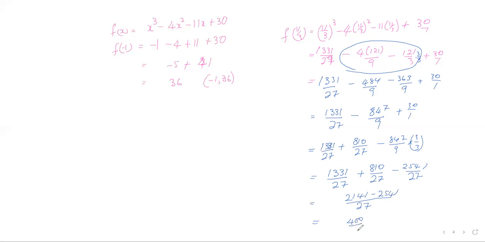Life is easy there, it is 400 over 27. When x is 11 over 3, the y is negative 400 over 27.